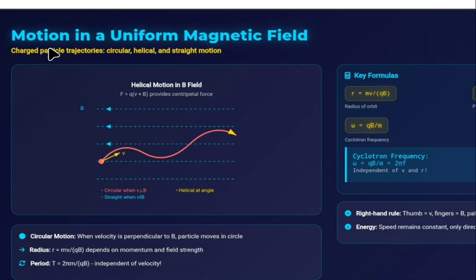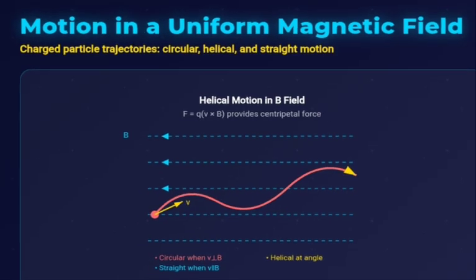Now we talk about motion in a uniform magnetic field. Just now we said if the charge is moving at an angle to the magnetic field, it will take a helical path. The charged particle trajectory is circular when it is perpendicular to the magnetic field. If it is at an angle to the magnetic field, it is helical. If it is parallel to the magnetic field, it goes in a straight line. That means theta is equal to 0.